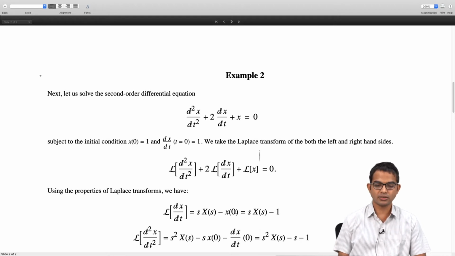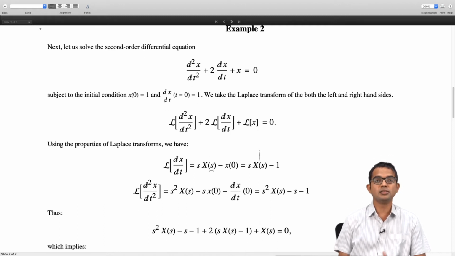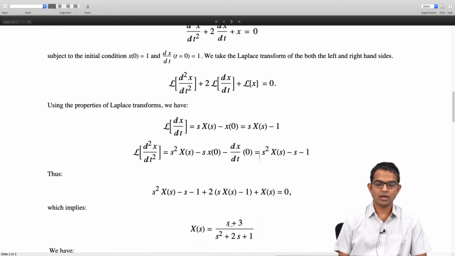So we just go ahead and plug these two expressions back into the original one to get an algebraic equation. Now we have s squared X of s minus s minus 1 plus 2 times s X of s minus 1 plus X of s equal to 0. So it's a homogeneous equation. It's not difficult to solve this. So we have X of s is s plus 3, right? So you get s plus 1, and then you also get this plus 2, which goes to the other side. So we have s plus 3 divided by s squared plus 2s plus 1.